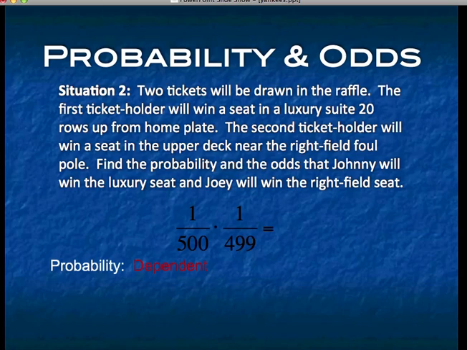This is also dependent probability because Joey's probability depends on what happened with Johnny first, and so we would get 1 out of 249,500 that this could actually happen. The odds of this happening, success to failure, are 1 to 249,499.